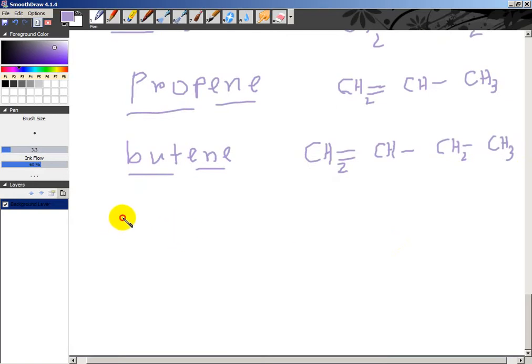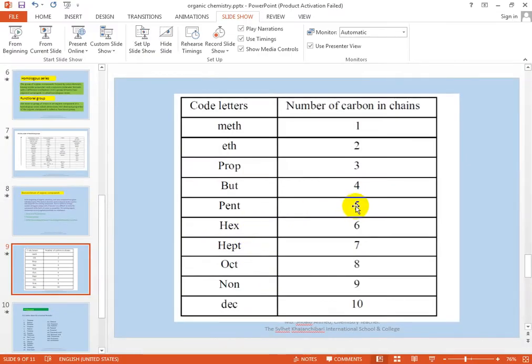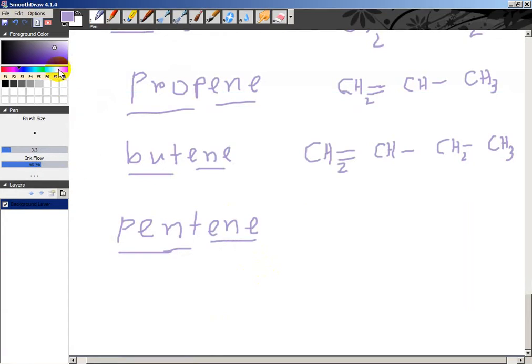This is butene. Okay, now pentene. Pent- means five carbons in a chain. So five carbons will be here. At first I give these five carbons. Okay, I have given five carbons. It is an alkene, so I should give one double bond here. I give it there.